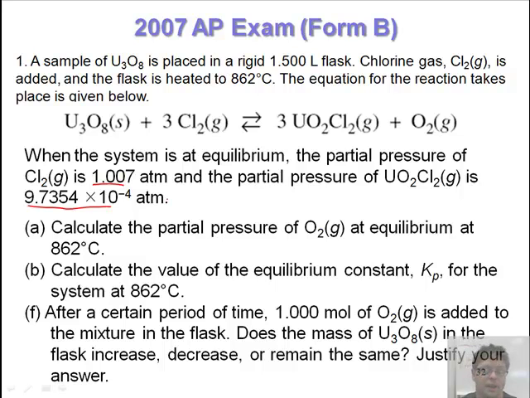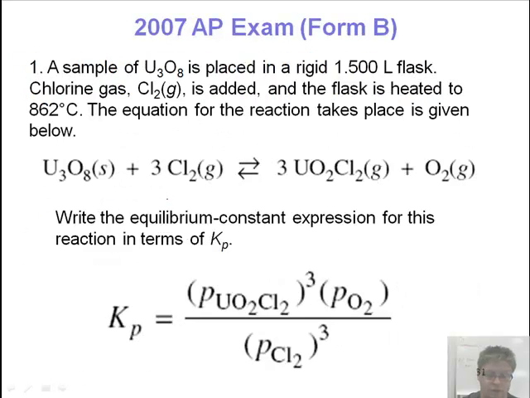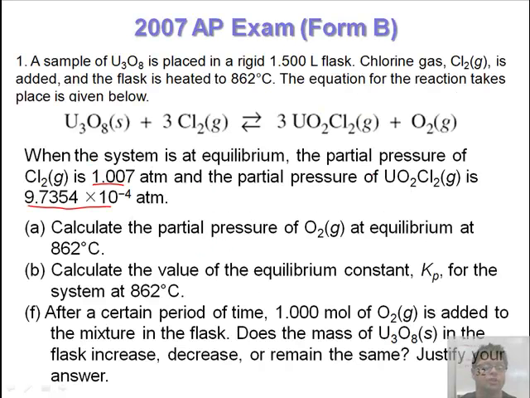At a certain period of time, 1 mole of O2 is added, and does the mass of the U3O8 in the flask increase, decrease, or remain the same? So one thing you want to notice is this here is a solid, hence it's not included in the equilibrium. Gas, gas, gas. So this is a homogeneous gaseous equilibrium, although it's got solid in it, it doesn't affect equilibrium. So heterogeneous equilibrium because it's got the solid in it as well.